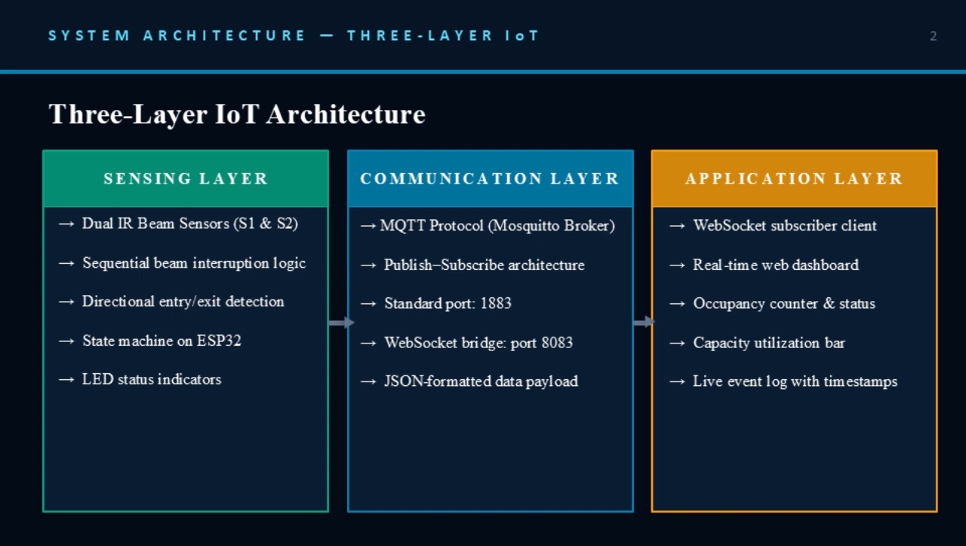The third layer is the application layer. The web dashboard subscribes to the broker via WebSocket and updates in real time, showing the current occupancy count, a capacity utilization bar, the status classification, and the live event log. This three-layer design ensures that each component is independently scalable and replaceable.